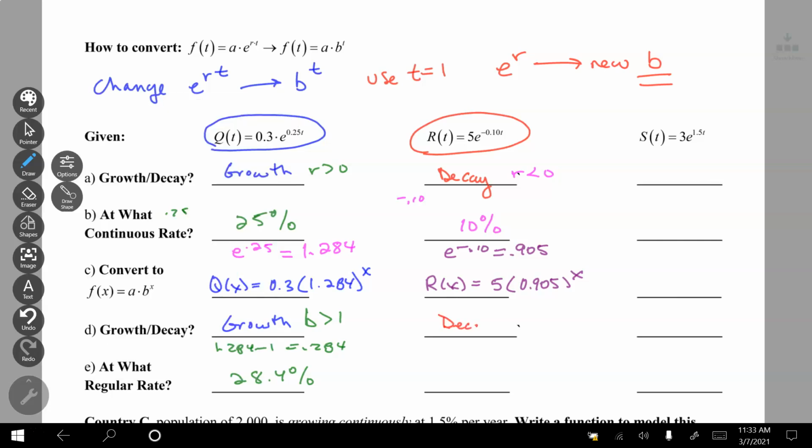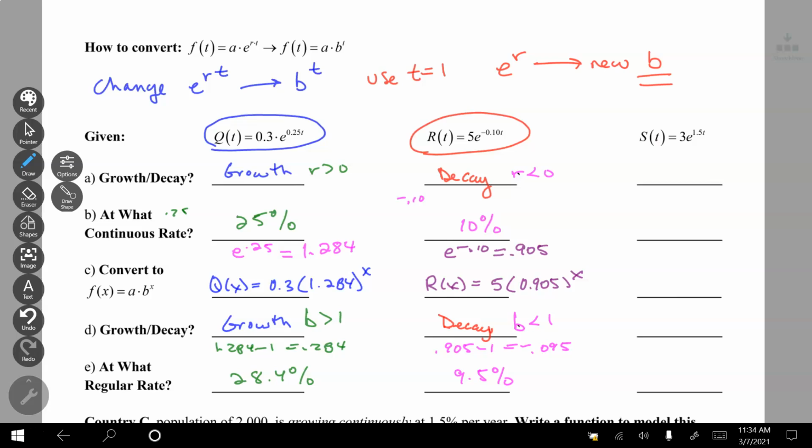This is still decay. How can I tell it's decay? Because that b value is less than 1. So I just do 0.905 minus 1, I get negative 0.095. It's negative because it's decay. So my decay rate would be, if you want to put a negative, but it's just 9.5%. The negative just reinforces that it's decay. So a continuous decay by 10% is the same as a regular decay by 9.5%.